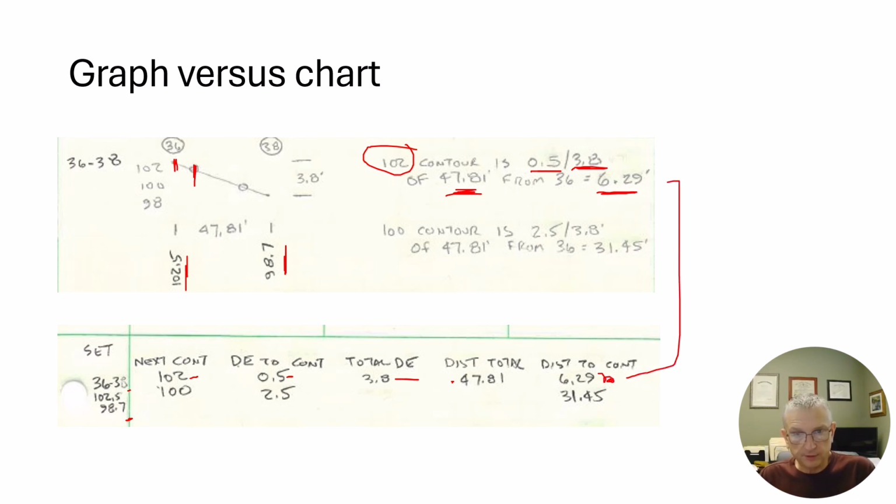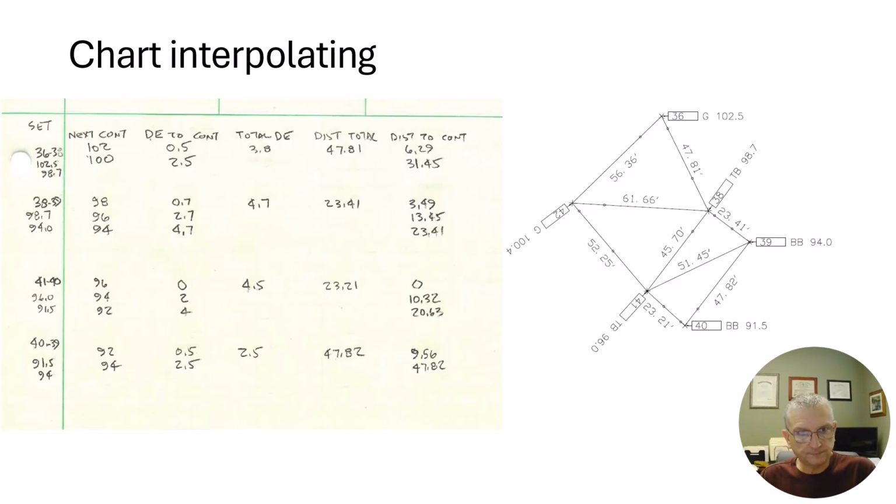Likewise, the 100 is 2.5. Don't have to repeat all this. It remains the same unless you change it. So 2.5 divided by 3.8 times 47.81 is 31.5. So if you want to look at it up here, say I'll go to blue, you come 31.45 out. And on the line horizontally between 36 and 38, that's where the 100 contour will cross.